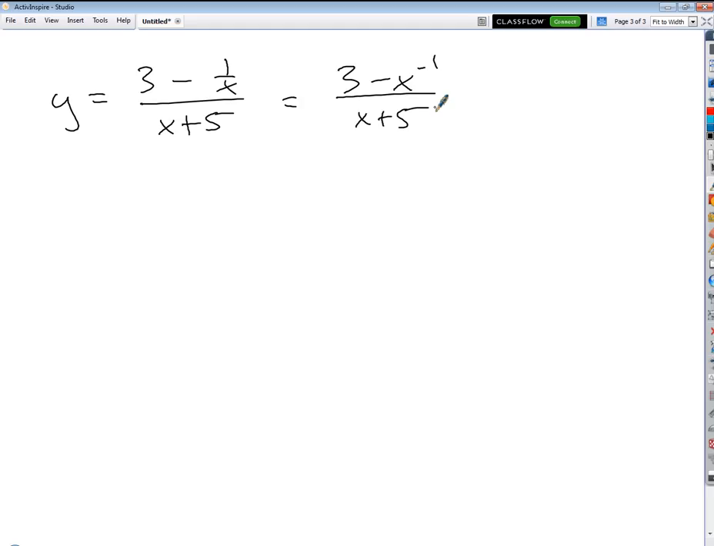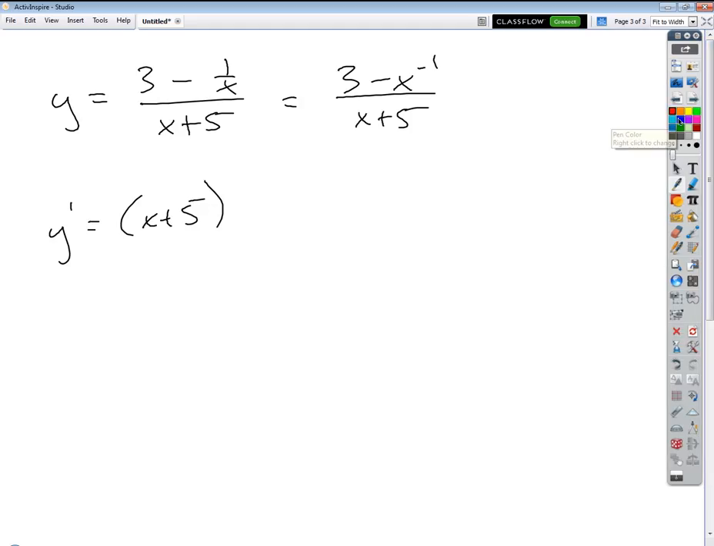You get stuck. Well, let's just see what happens, and then we'll stop ourselves soon enough. But if I just blindly follow the quotient rule here, look what's going to happen. I'm going to get the bottom times the derivative of the top. Now, what's the derivative of the top going to look like?